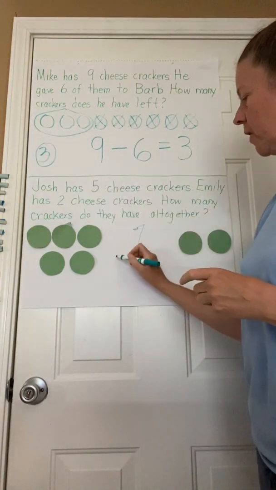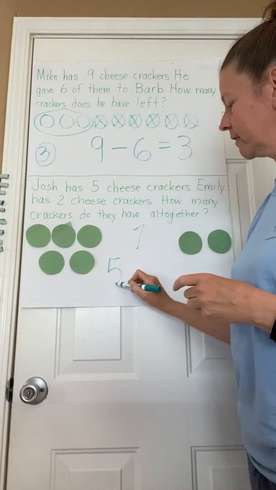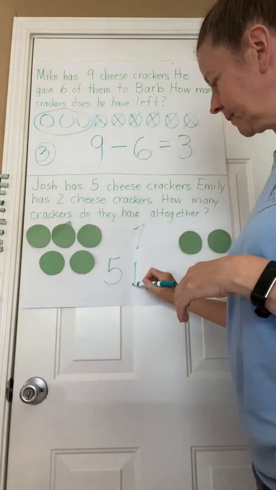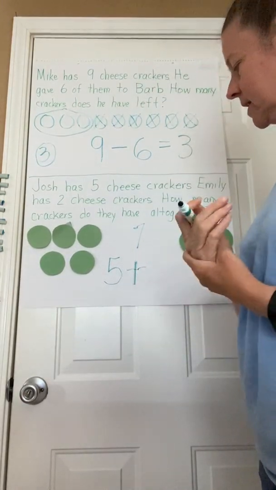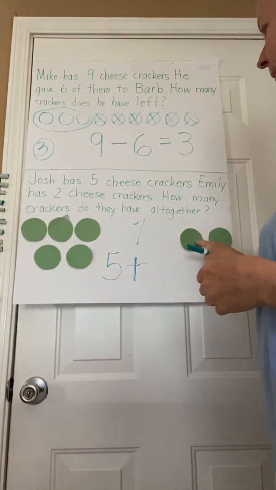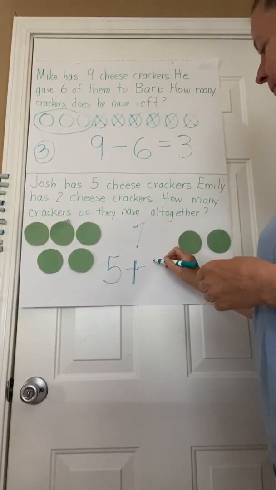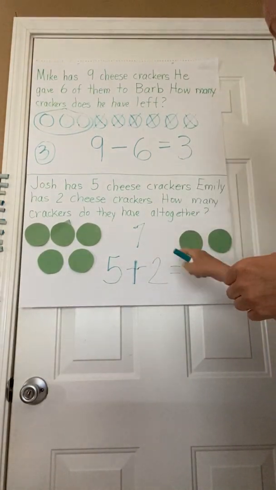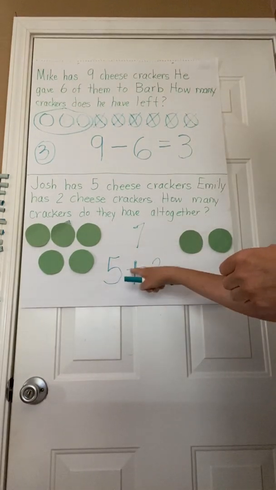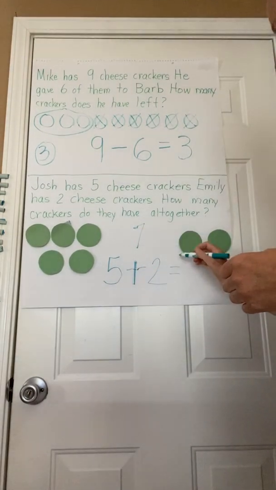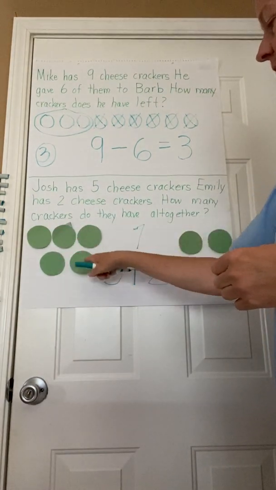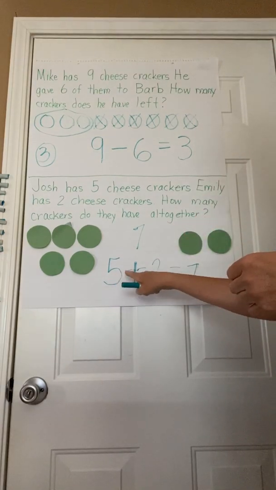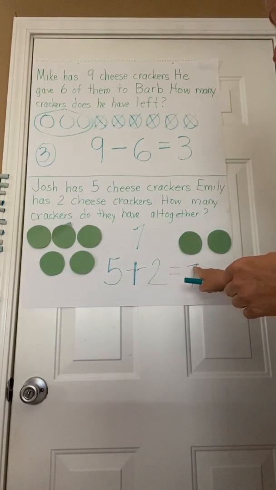All right, now let's write the equation. Josh has 5 cheese crackers, so we write 5 for Josh. And what is the symbol we use for adding? That's right, it's a plus sign. Looks like a lowercase t. And how many crackers does Emily have? That's right, 2. And then what is the symbol we use? Equals. 5 plus 2 equals, how many did they have all together? 1, 2, 3, 4, 5, 6, 7. All right, so read that with me. 5 plus 2 equals 7.